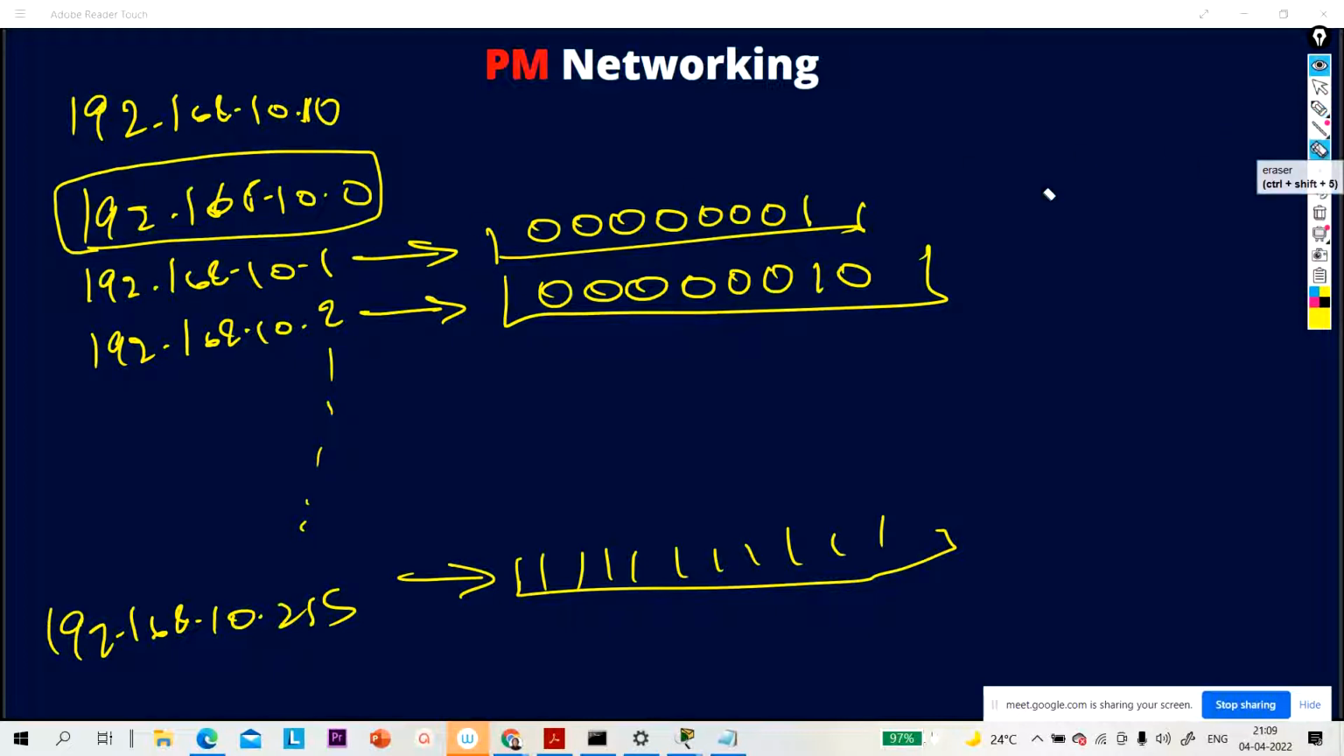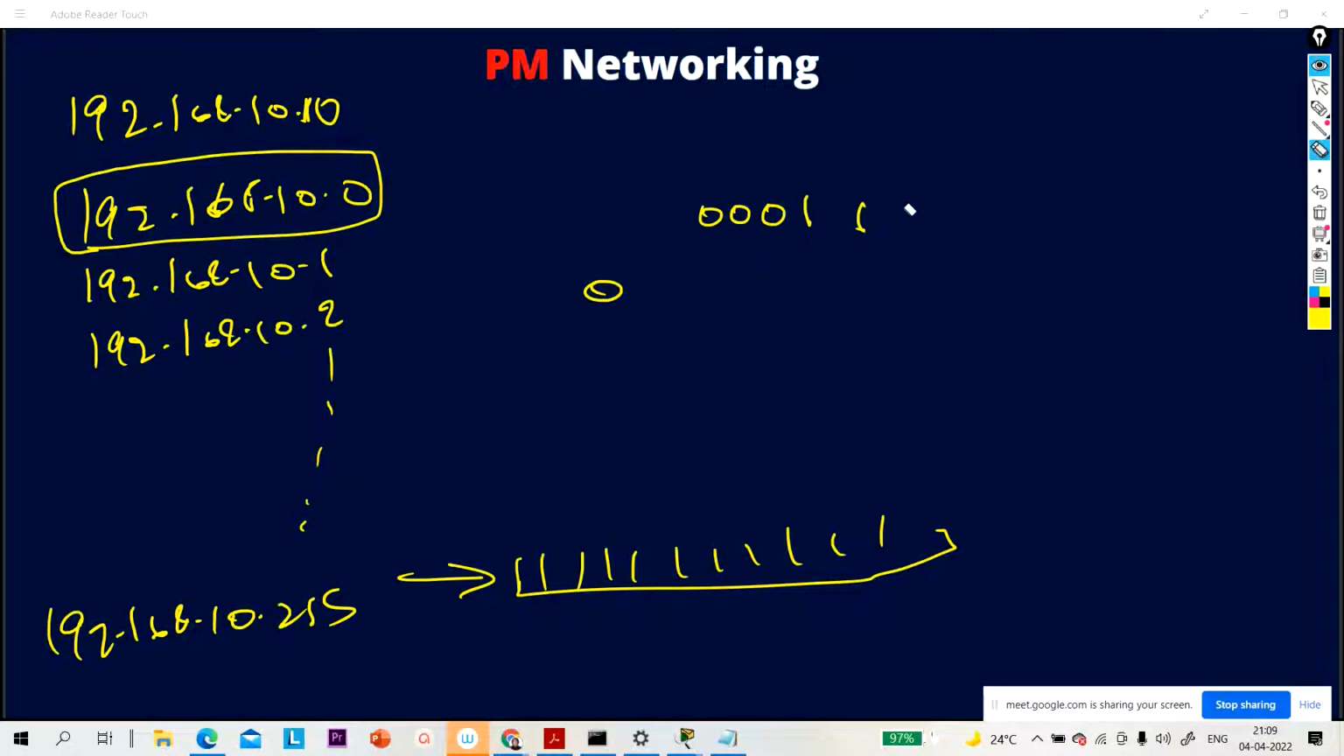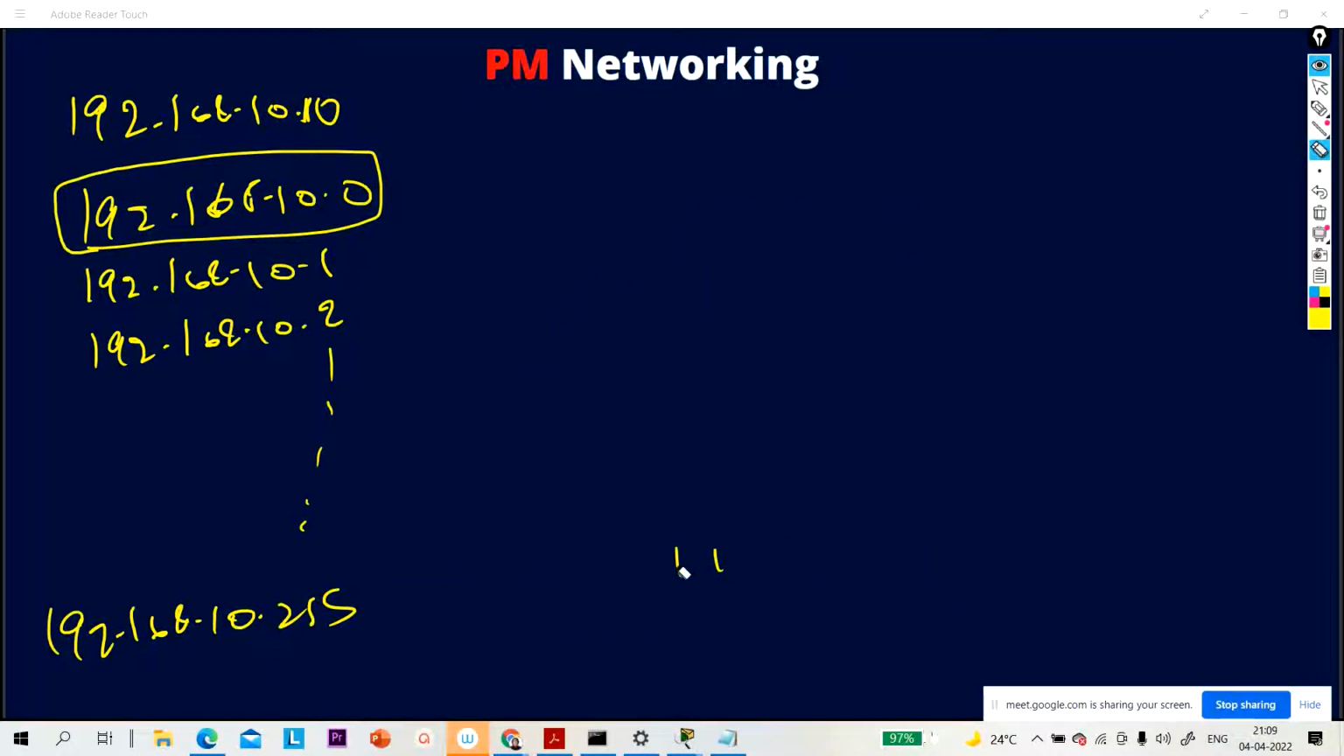A network which starts from here and ends here. So how many valid IP addresses are there? 10.1 to 10.255. No, sir, 254. Because 255 is the broadcast ID, and you must also remove 0. 2 raised to the power 8 minus 2.